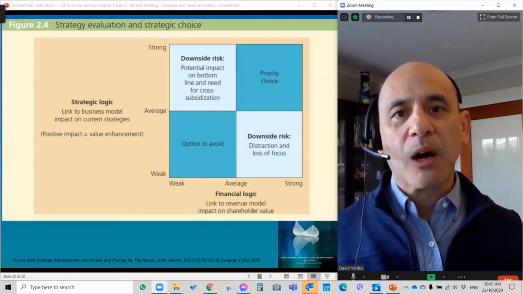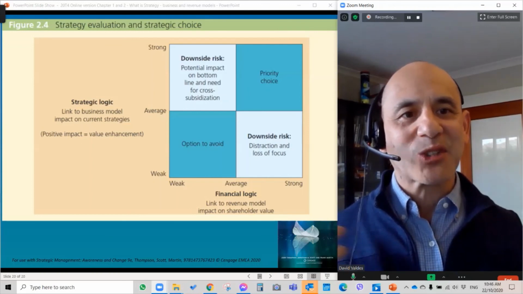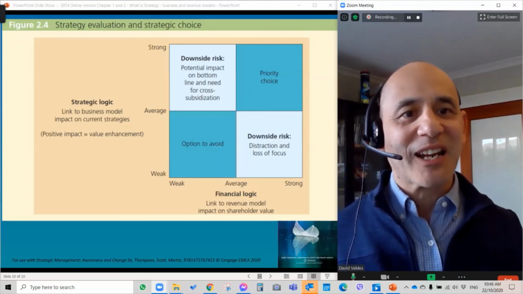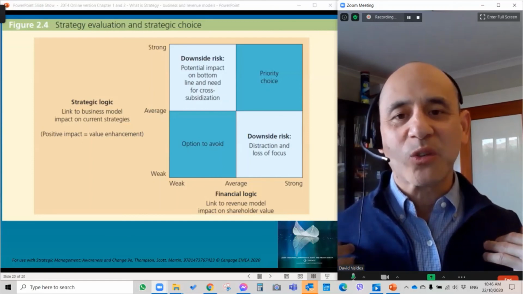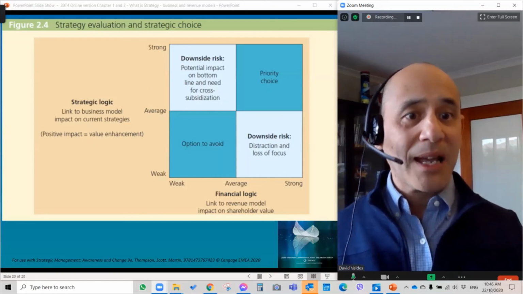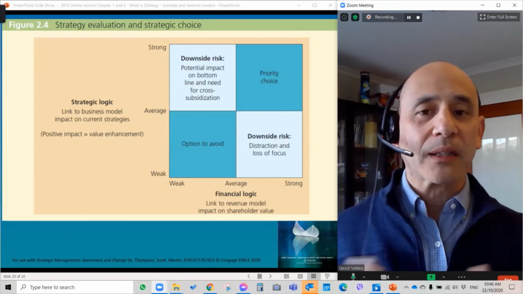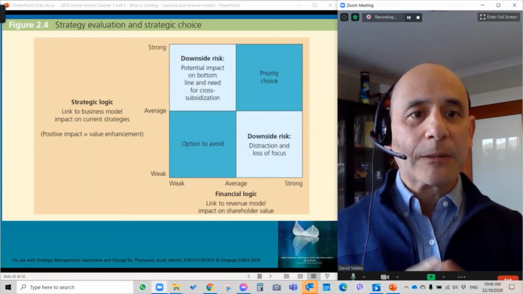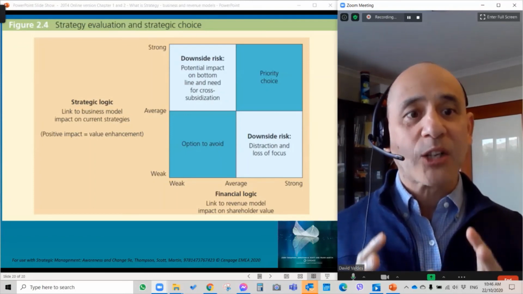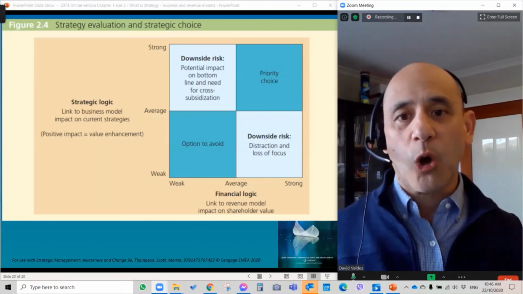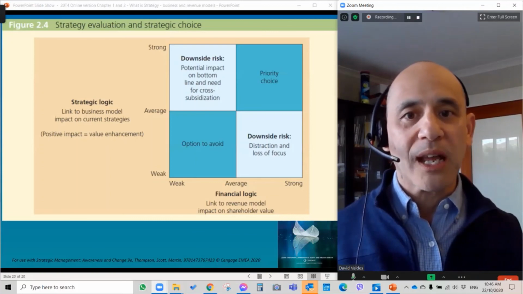However, we might have a strategy that actually makes a lot of sense in terms of our strengths and weaknesses, but there's no demand for this service or product, and that wouldn't make financial sense. Therefore, that is an option to avoid, the lower left quadrant.